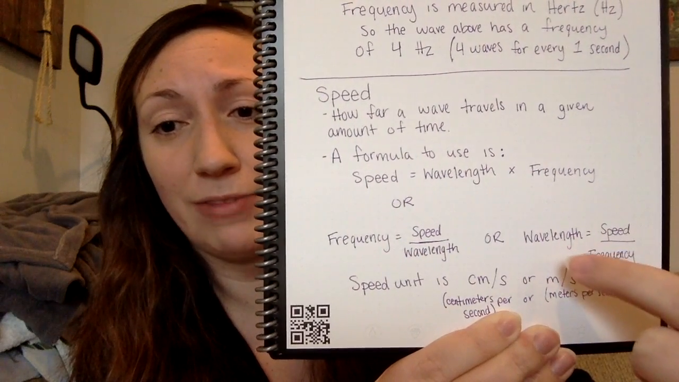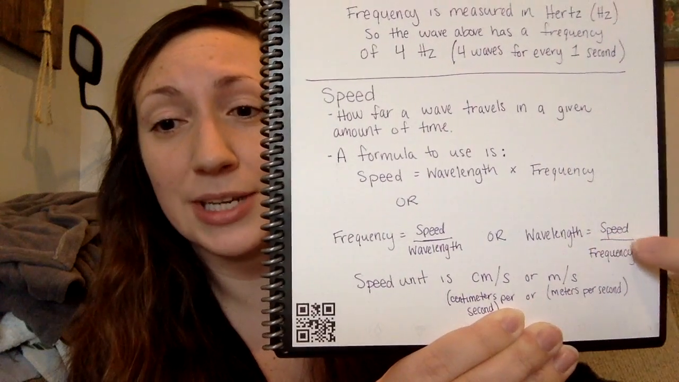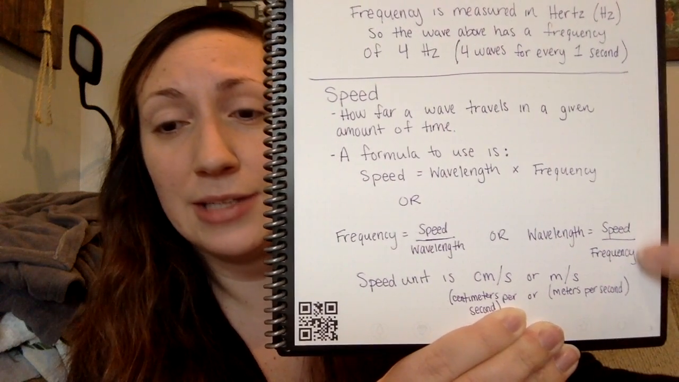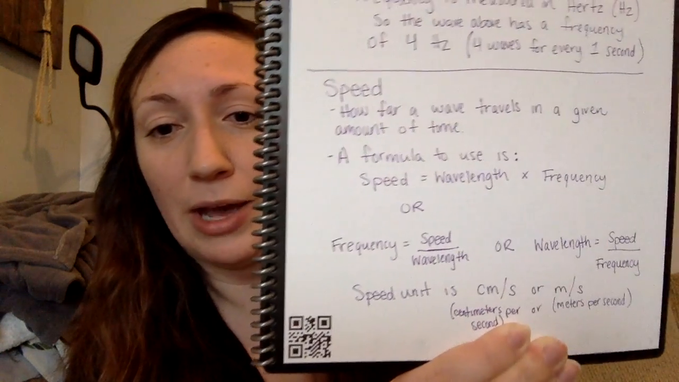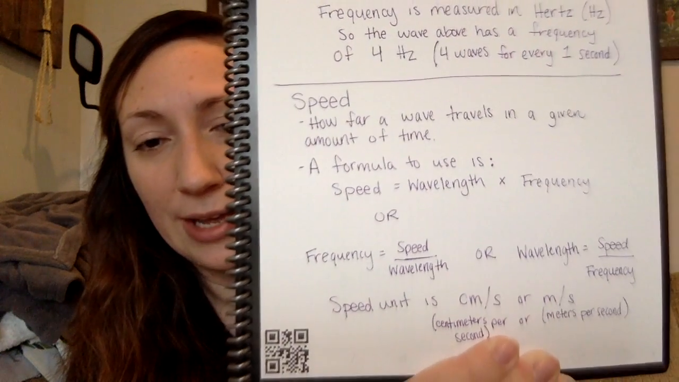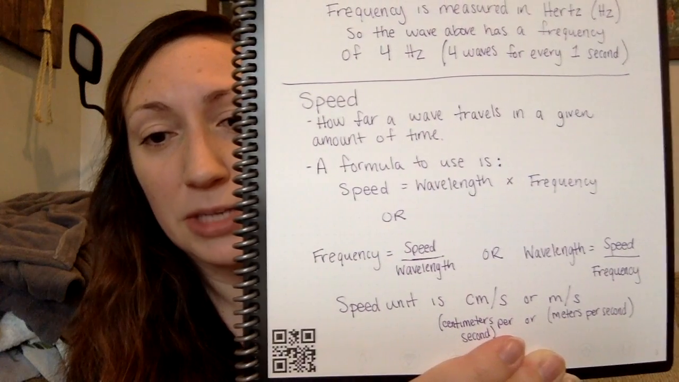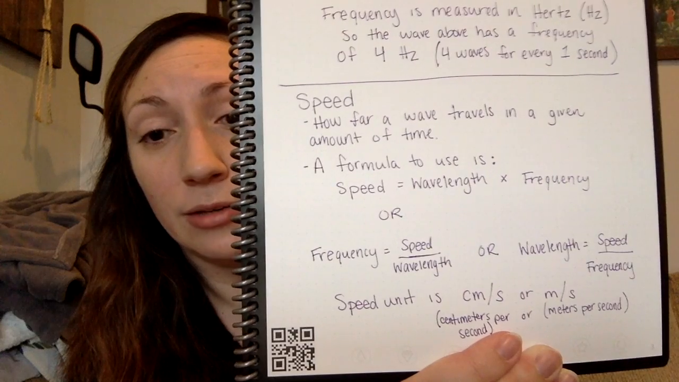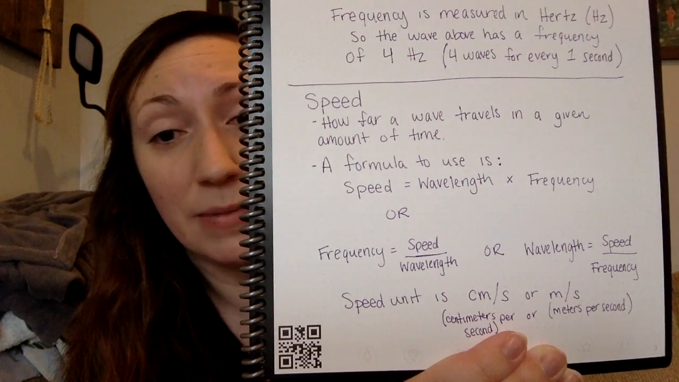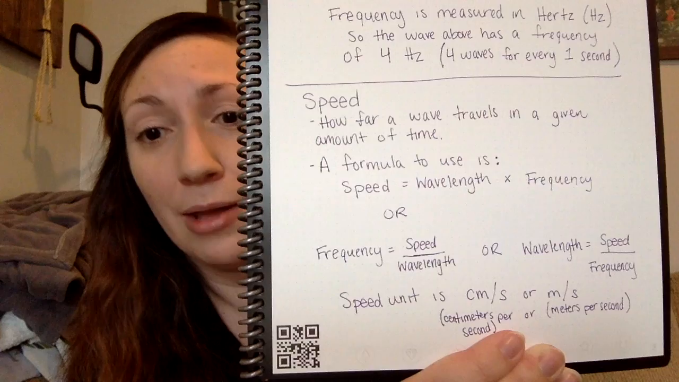And then same thing for wavelength. Speed always goes on top, so now it's speed divided by frequency, and you can figure out what your wavelength is. And at the bottom it says that the speed unit is probably either centimeters per second or meters per second, depending on whether you measured your wave in centimeters or in meters.